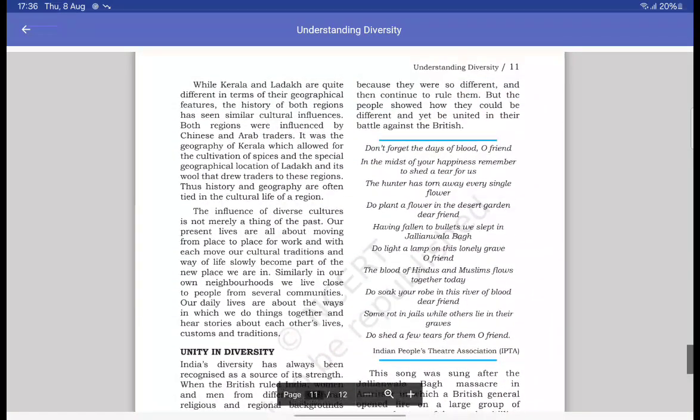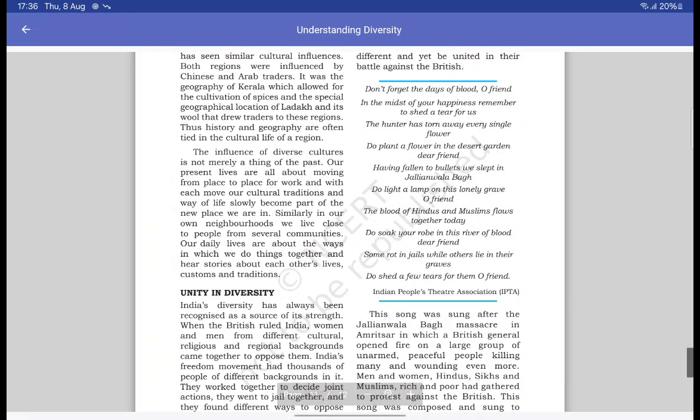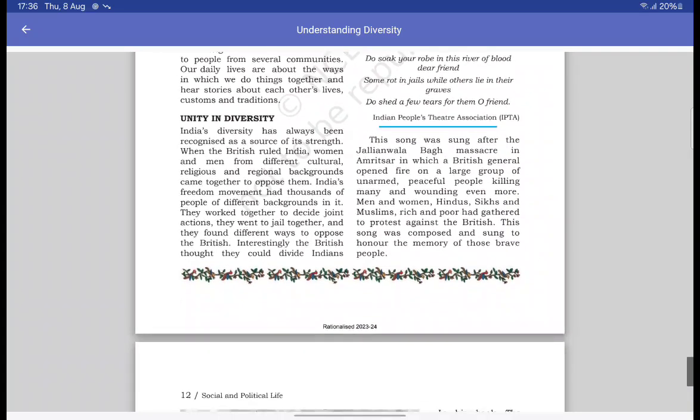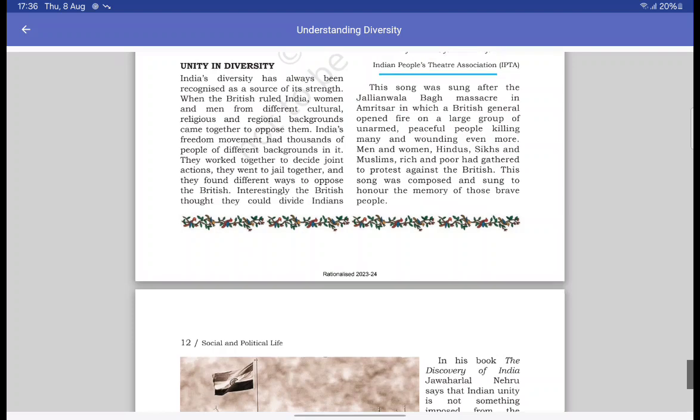Now this song, this is a really patriotic and really good song. It's very moving. I read it, and I wouldn't read it here because I might not give the same vibe, but you should definitely read this song. This song was sung after the Jallianwala Bagh massacre in Amritsar, in which a British general opened fire on a large group of unarmed, peaceful people, killing many and wounding even more. Men and women, Hindus, Sikhs, and Muslims, rich and poor, had gathered to protest against the British.